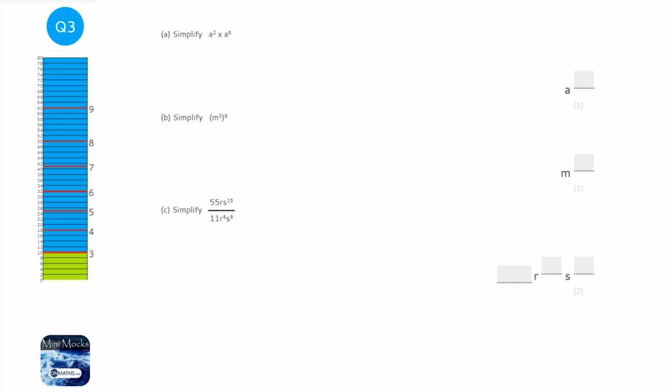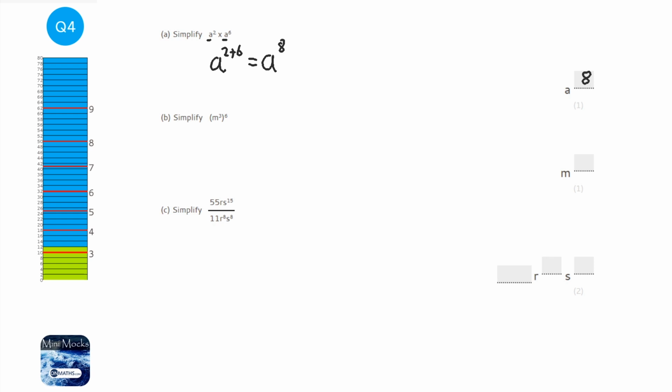These questions are just based on a few rules of indices. The first rule says that if you've got two powers with the same base, which these two do because they're both a, you add the powers. Now if you think about it, a squared is a times a, and a to the power of 6 is a times a times a times a times a times a. So in total we're timesing a by itself 8 times. So it's a to the power of 8.